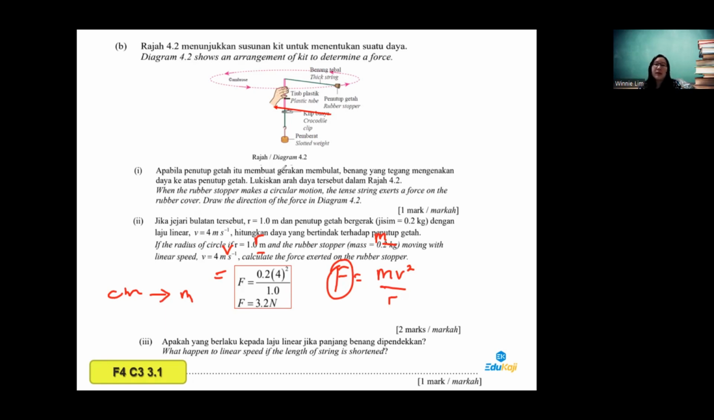Now, what happens to the linear speed if the length of the string is shortened? So the length of the string will affect the radius of the circle. Agree? So you look at the equation, length is shortened. That means r is decreased. They want to see what happens to the speed, so we rearrange the formula first. You have v squared equals to what? Fr over m. So the relationship between the radius or the length of the string is directly proportional to the speed. So if you decrease it, that means your speed will also decrease. So this is how you get the idea.